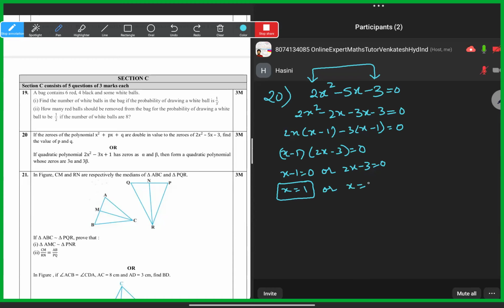x is equal to, directly I'm writing, minus 2 will go to the other side, plus 3, so 3 by 2. Any doubt? No doubt, sir. Now, whatever zeros we got for the first one, if we double it, that will be the zeros for the second polynomial. This one.